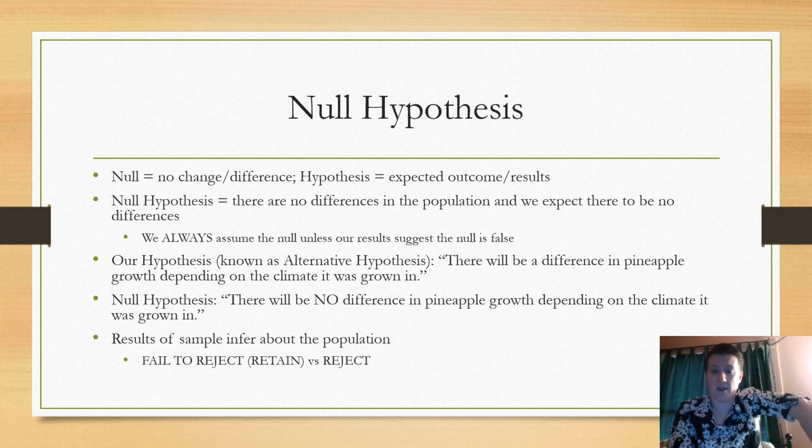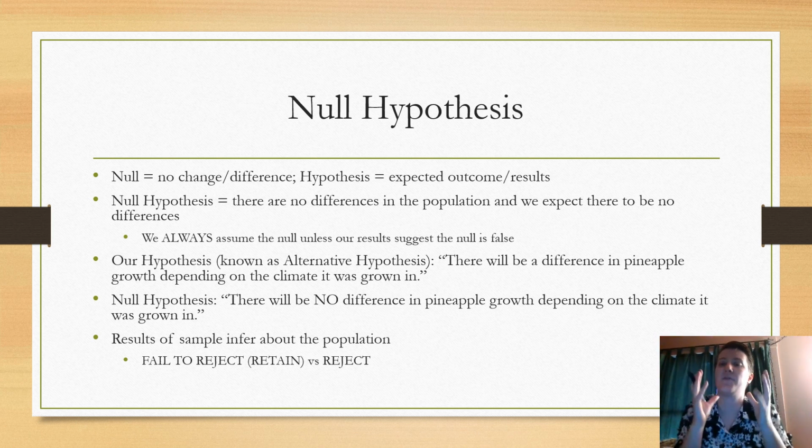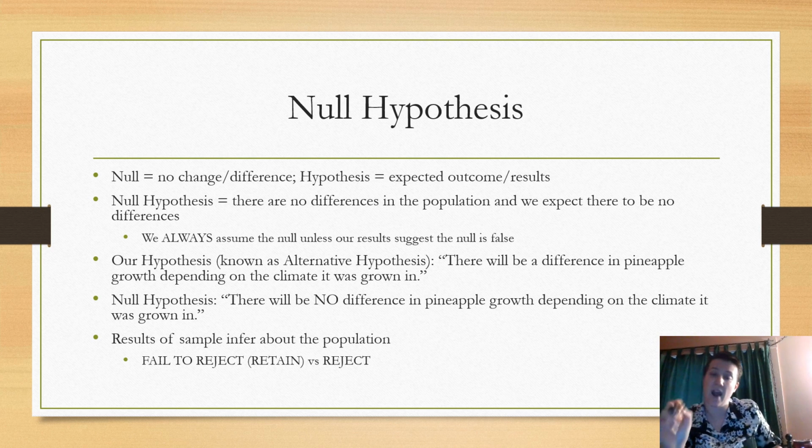Our alternative hypothesis is saying, hey, there is going to be a difference in the pineapple growth depending on where it was grown. So the researchers' hypothesis is that there's going to be a difference, and think of your hypothesis for your projects: there's going to be a difference in this and that based on this. The hypotheses that you come up with, the things that you're expecting to happen in your projects, that is your alternative hypothesis.